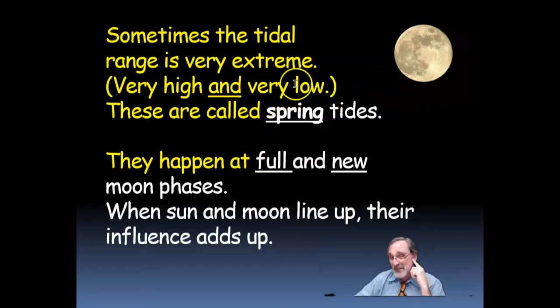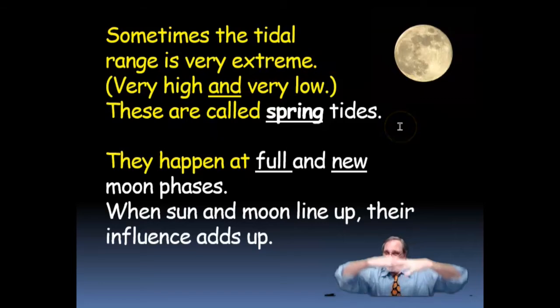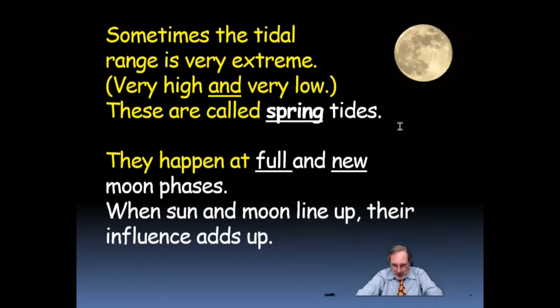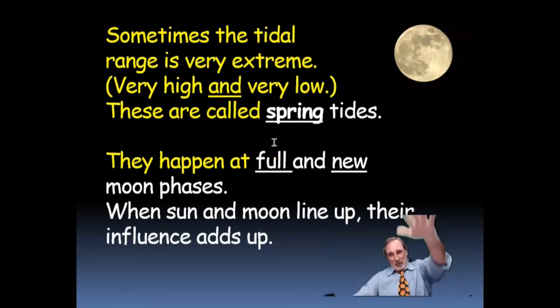Sometimes you have what's called spring tides, okay? And those are when you get really high highs and really low lows. That's because the sun and the moon both influence tides. The moon's influence is about 3 times more than the sun's, though. The sun's gravitational pull is stronger, but it's so far away. So the spring tides are going to go way up and way down.